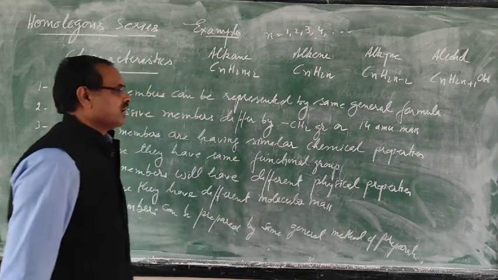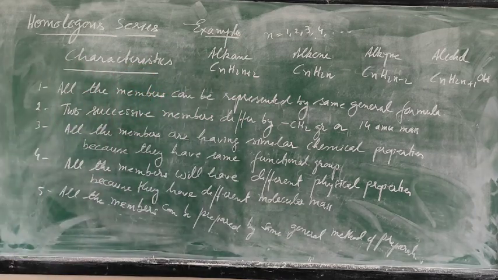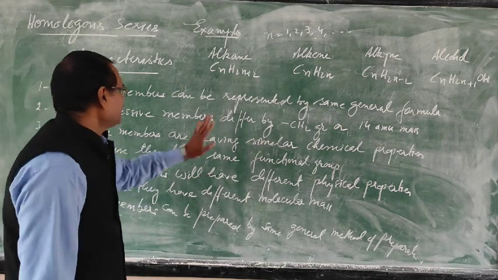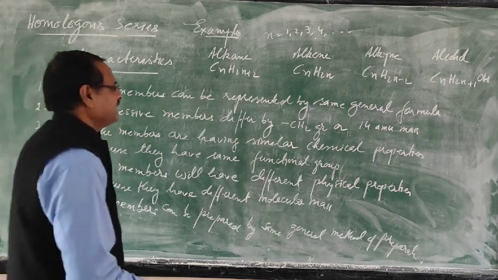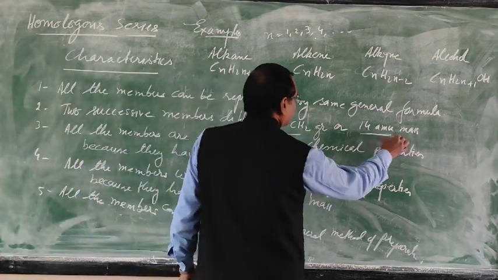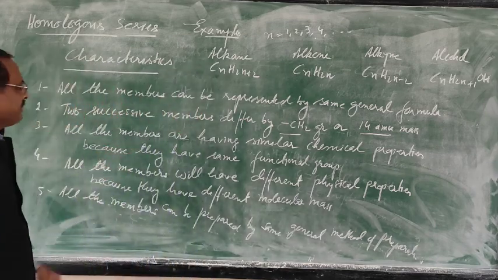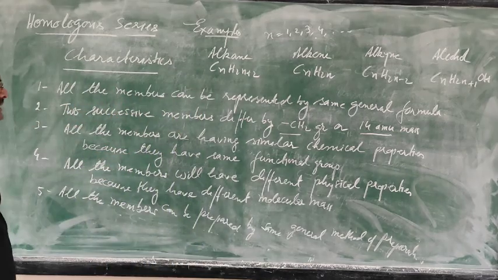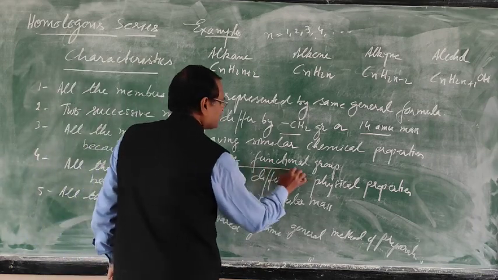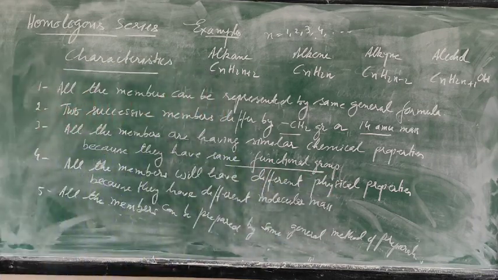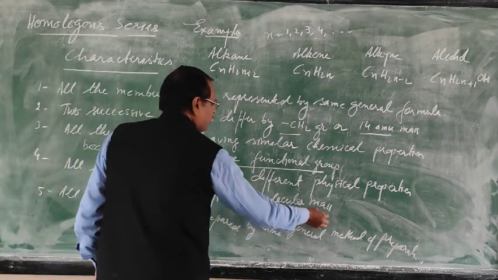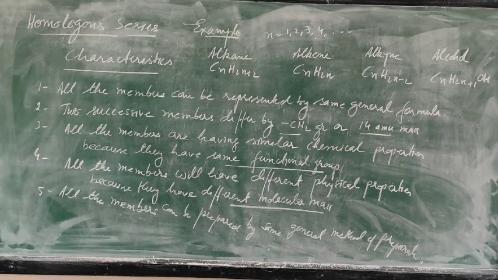So all the compounds can be prepared by the same method of preparation. These are the characteristics. All the members can be represented by the same formula. Two successive members differ by a CH2 group or 14 AMU mass. All the members have similar chemical properties because they have the same functional group, and all the members have different physical properties because they have different molecular mass, and all the members can be prepared by the same general method of preparation.